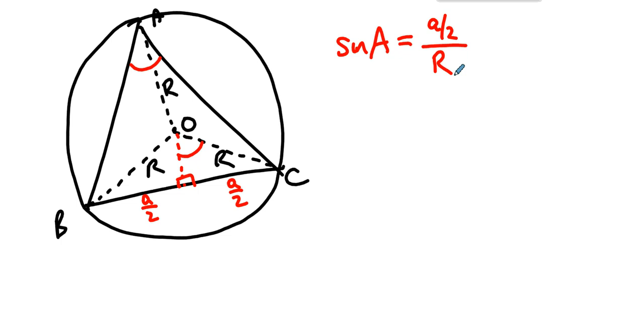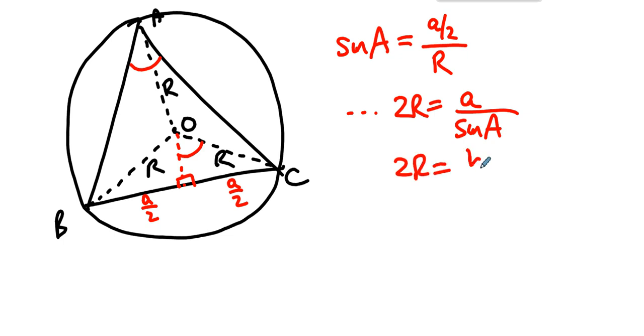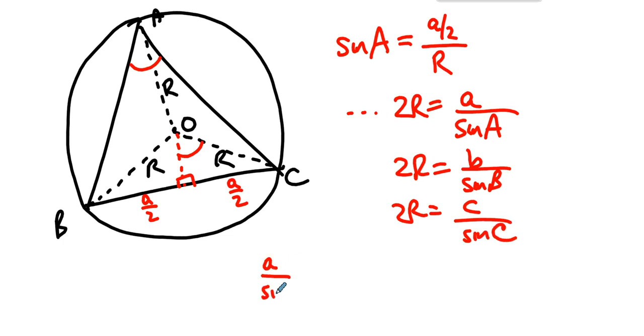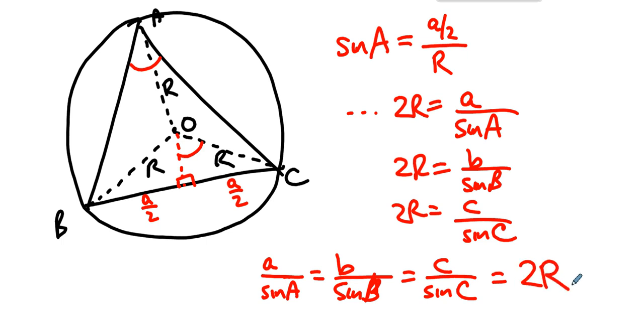Which means that, with a little bit of algebra, 2R is a over sine A. And there's nothing fancy about using A. 2R is also b over sine B, and 2R is also c over sine C. And so the way the sine rule is written in some places is that a over sine A is b over sine B is c over sine C is twice the circumradius. And that argument is similar if the circumcenter is outside the triangle. You can make a similar argument that it holds true regardless of the kind of triangle you're dealing with.